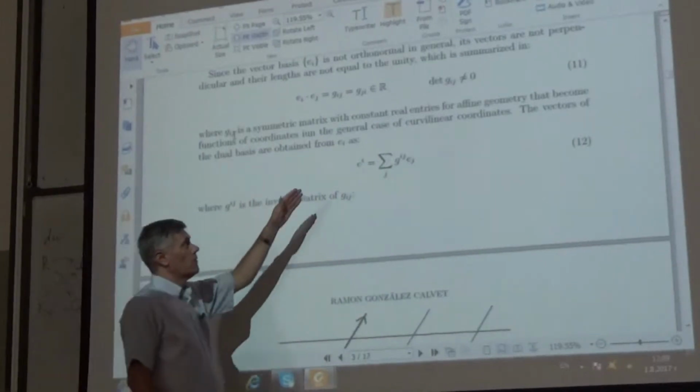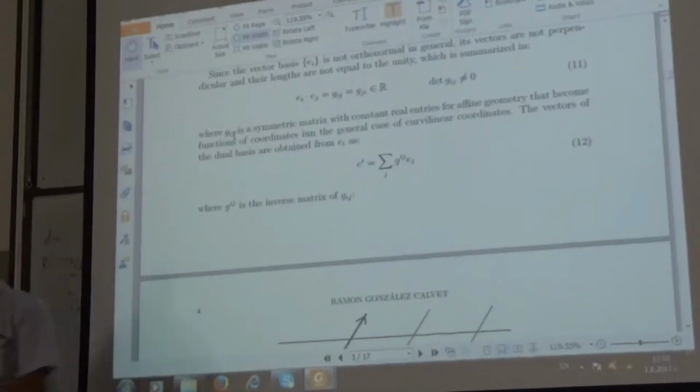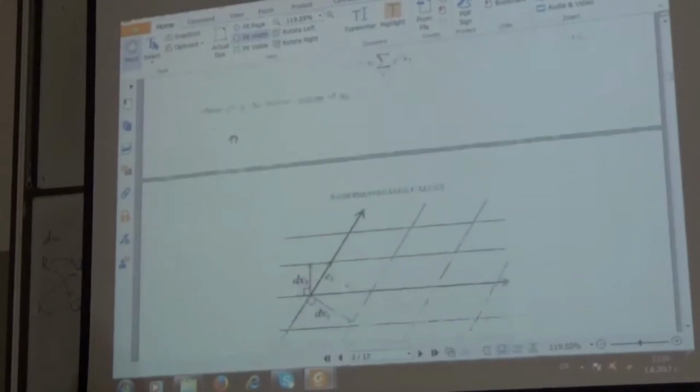Of course, the metric tensor must be symmetric and must have determinant different from zero in order to not collapse the system of coordinates. Okay?